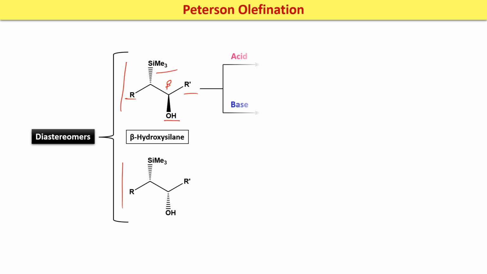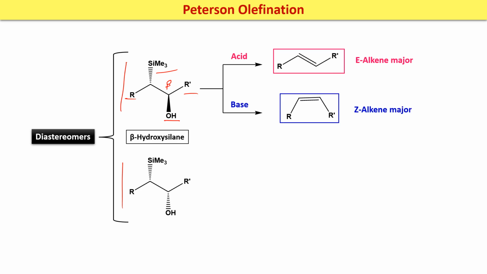Now suppose you have taken only one particular diastereomer, the first one, and you are treating it under acidic condition, it may be Lewis acid or Bronsted acid, or a base such as potassium hydride, this type of base. When we are using these, we are getting two different types of alkenes. One is E alkene, another one is Z alkene.